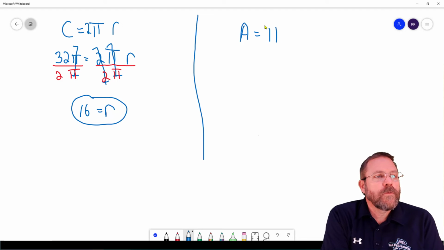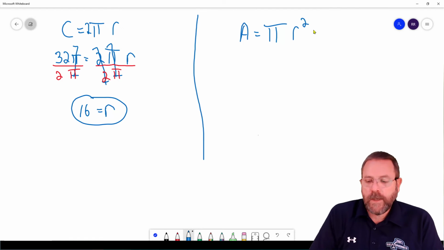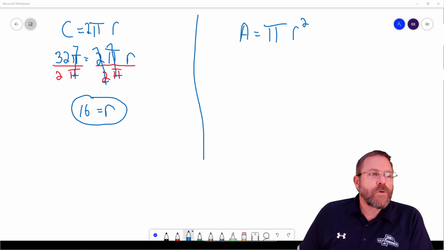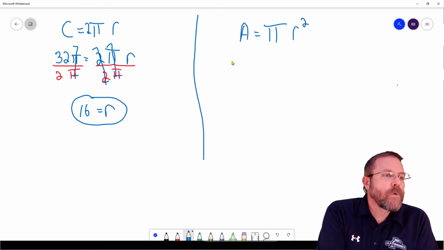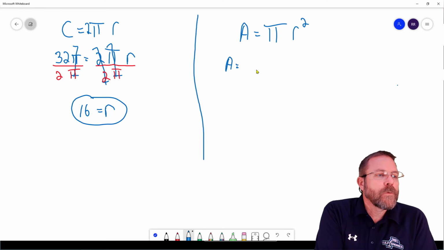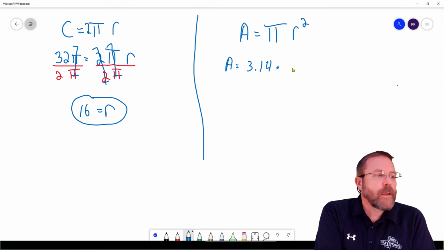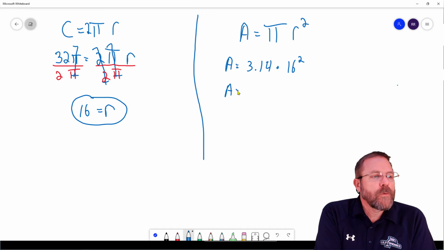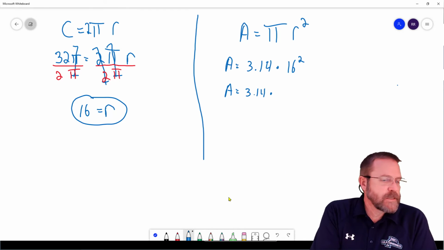I'm ready to take on my formula for area of a circle. Area is equal to pi times radius squared. At this point, we're going to plug in what we know, and we do have to go ahead and use our 3.14 for pi now. So area is equal to 3.14 times my radius, which was 16, and we're squaring it. From here, area is equal to 3.14 times 16 squared.